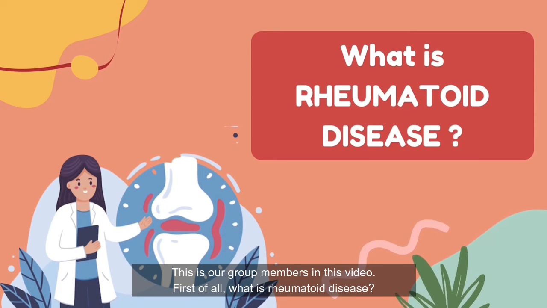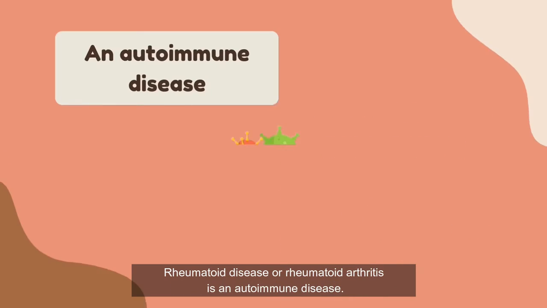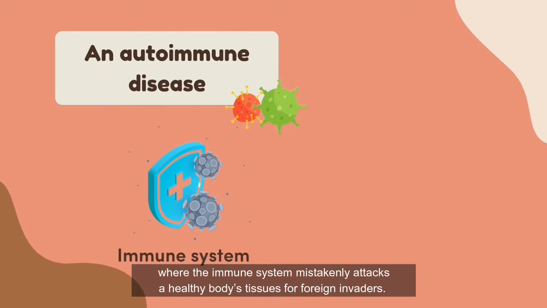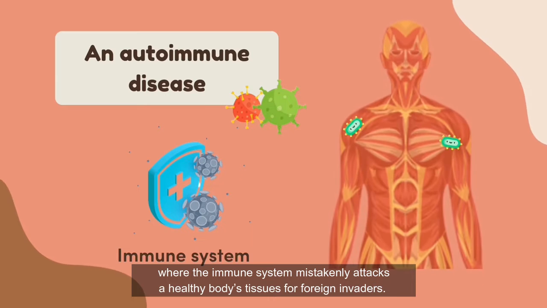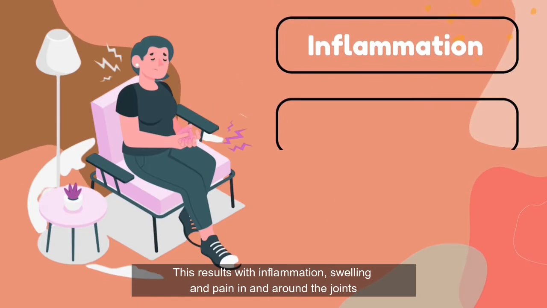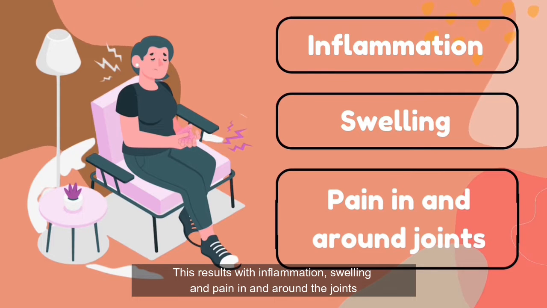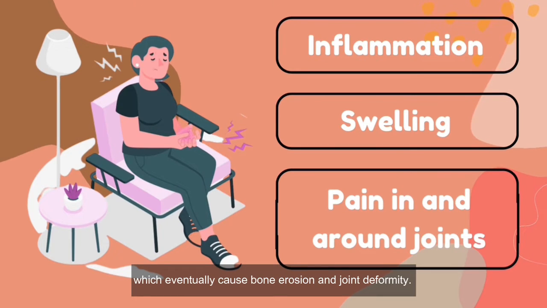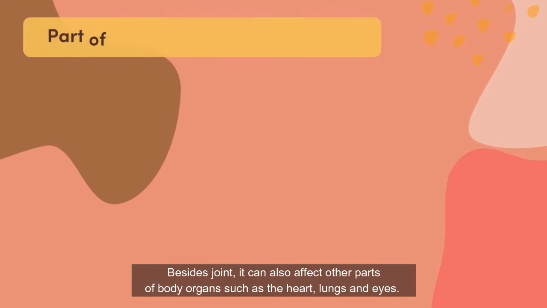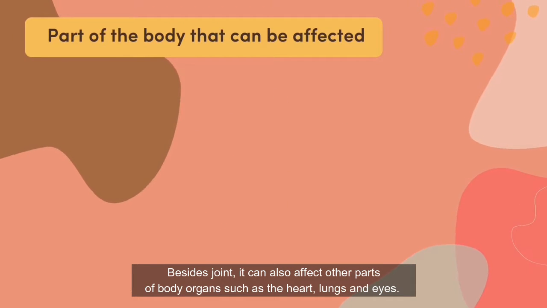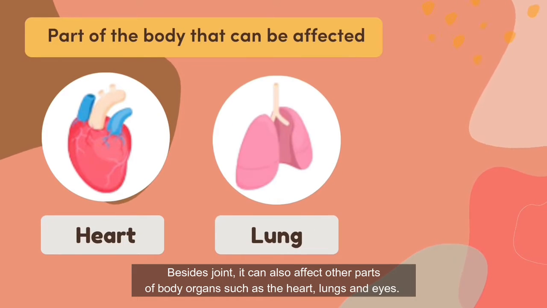First of all, what is rheumatoid disease? Rheumatoid disease, or rheumatoid arthritis, is an autoimmune disease where the immune system mistakenly attacks a healthy body's tissue for foreign invaders. This results in inflammation, swelling, and pain in and around the joints, which eventually cause bone erosion and joint deformity. Besides joints, it can also affect other body organs, for example the heart, lungs, and eyes.